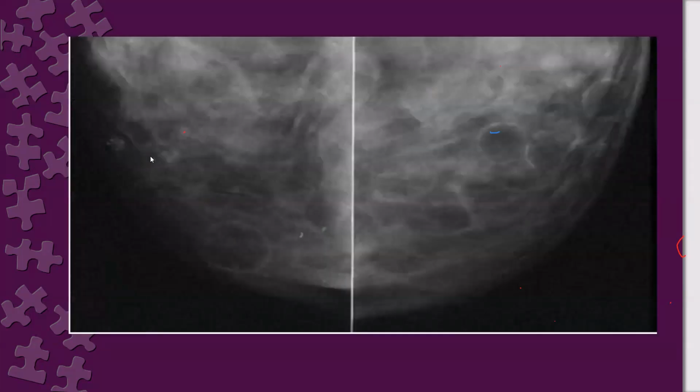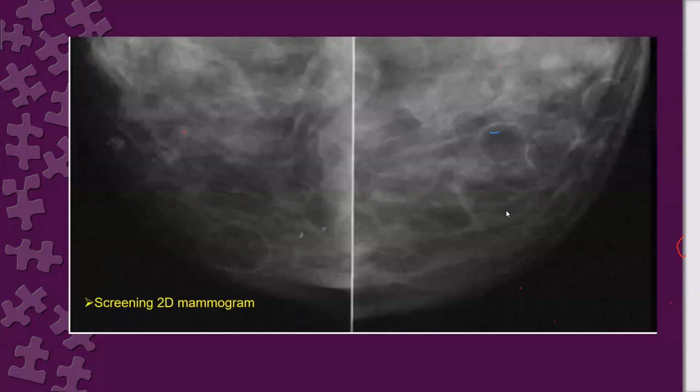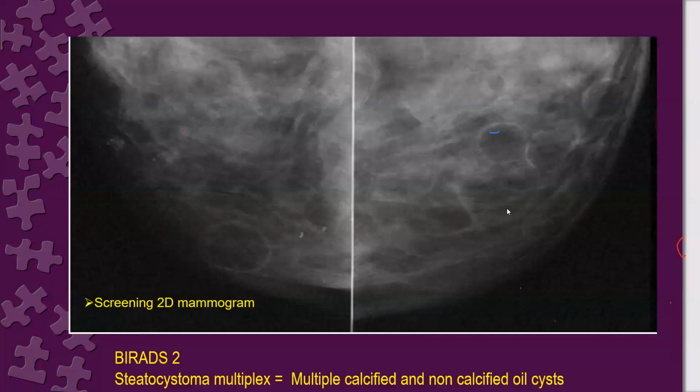If you look here, some are calcified, like calcification. So what are these? Cyst? What type of cyst? An oil cyst. This is an oil cyst, seen on screening mammography, and these are numerous oil cysts.